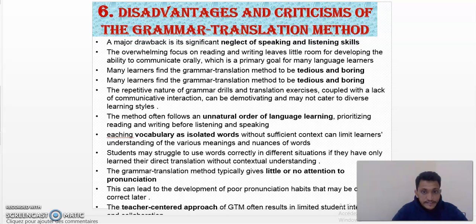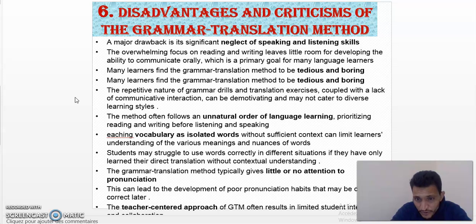Now let's see the disadvantages and criticism of the grammar translation method. A major drawback is significant neglect of speaking. So this approach neglects speaking and listening skills. The overwhelming focus on reading and writing leaves little room for developing the ability to communicate, which is the primary goal for many language learners. So its primary goal is not to train learners to communicate, but it focuses on reading and writing rather than speaking and listening. This is one of the disadvantages.